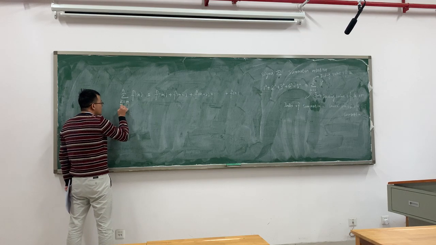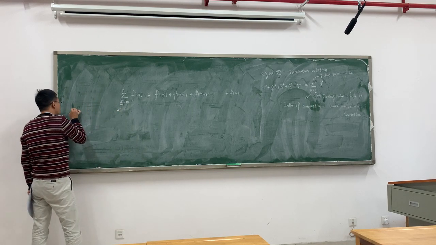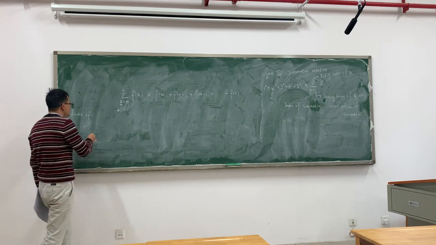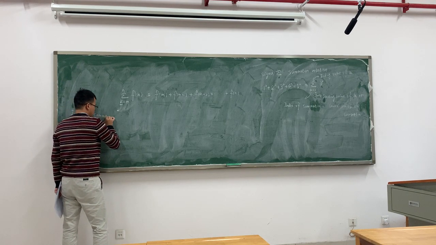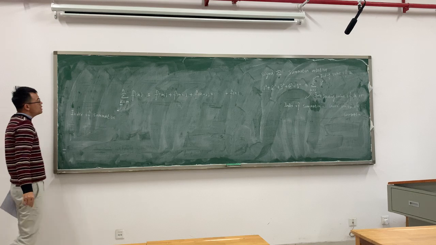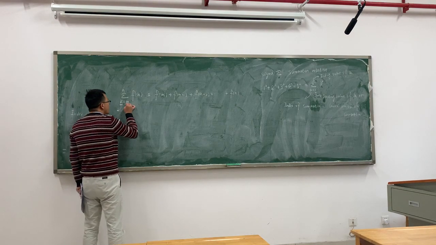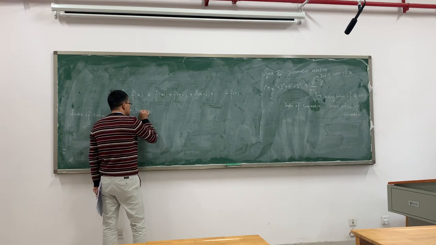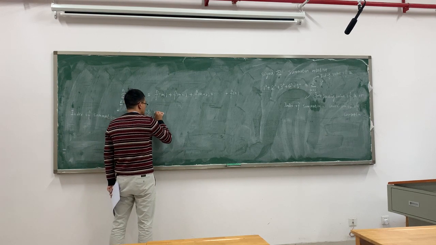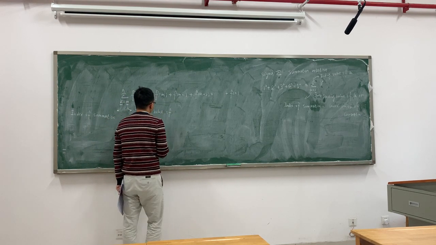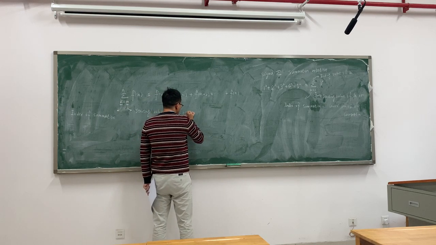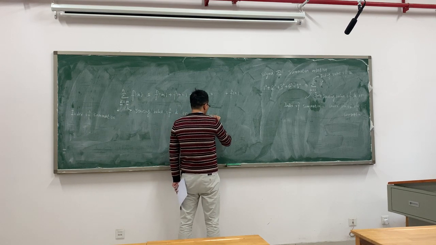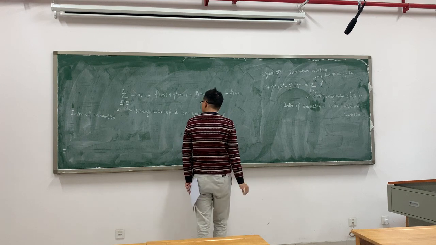k is the index of summation. And m is the starting value of k, or the lower limit of summation.